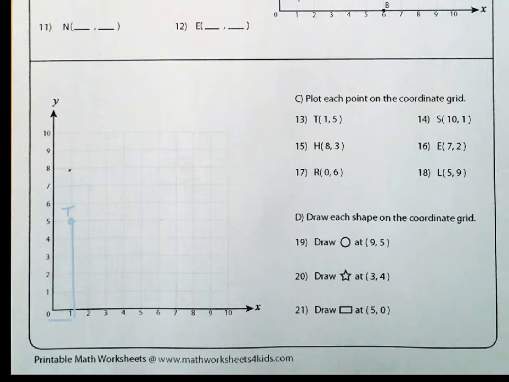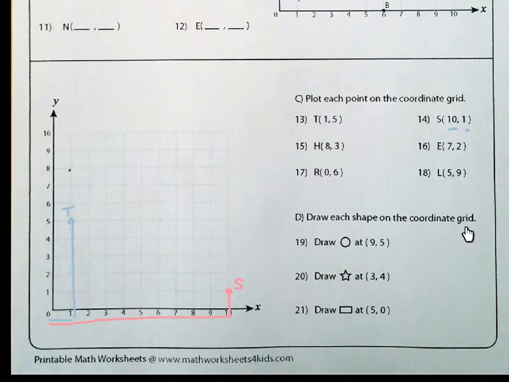Number 14 is 10 on the x-axis and 1 on the y-axis. So again, count along 10, and then up 1, there we go, and we have to label that S. Okay, and you just do the same thing for the rest of these.